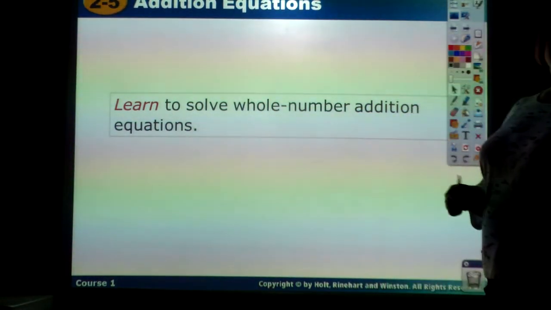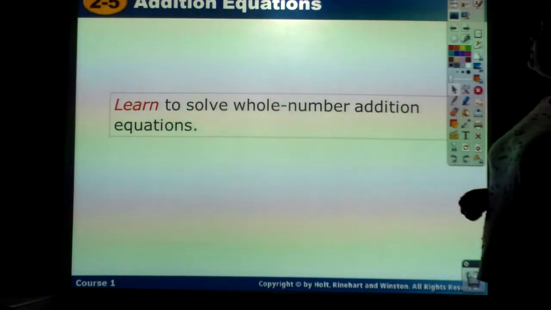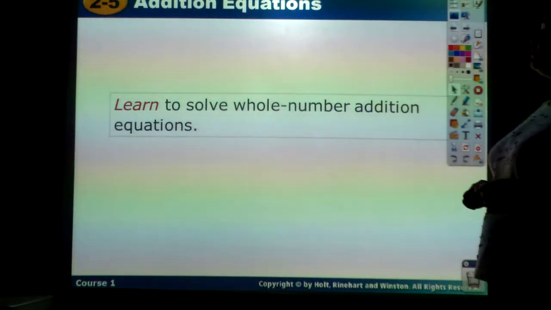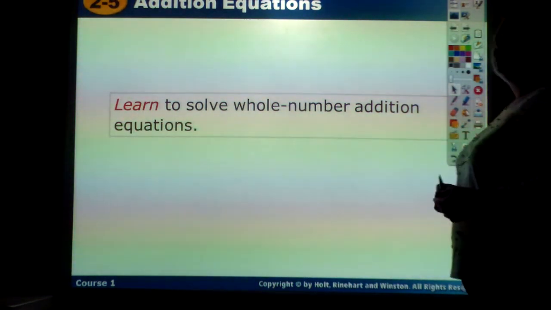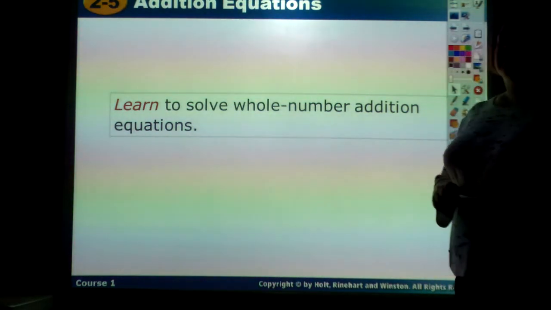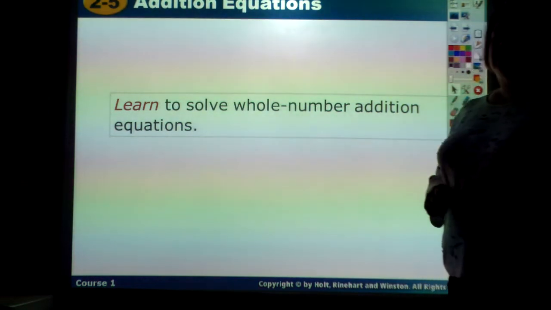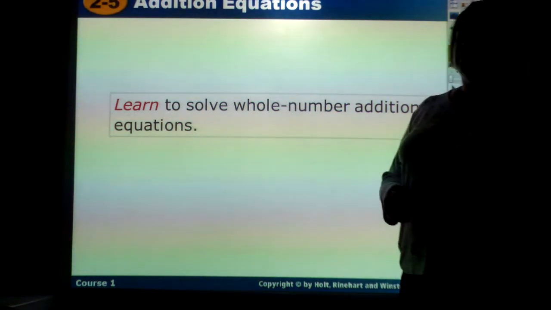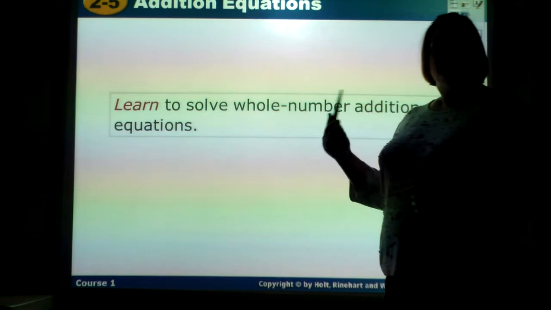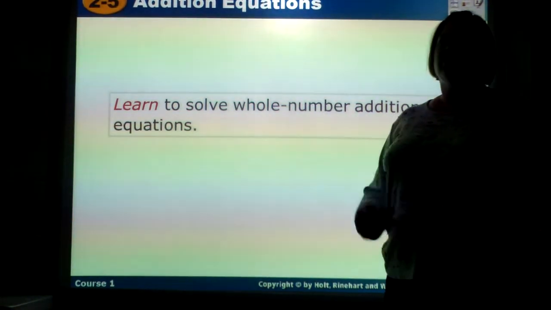You have some questions to answer in your notes guide, and we're going to learn how to solve whole number addition equations. You do have one question on your notes guide that has a decimal in it, but you still do the same process, whether you have decimals, fractions, mixed numbers, whatever the case may be. You still follow the same steps to solve your equation.